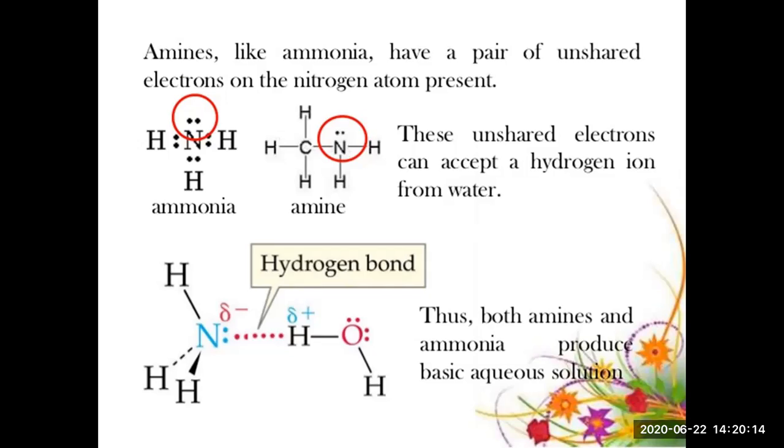Amines, like ammonia, have a pair of unshared electrons on the nitrogen atom. These unshared electrons can accept a hydrogen ion from water. Thus, both ammonia and amines produce basic aqueous solutions. So that's why these are soluble in water, because they have the ability to accept hydrogen ions and mix with the water. Their structural formula helps to make the bonding between the water and these amines. That's why these are soluble all the time in water.